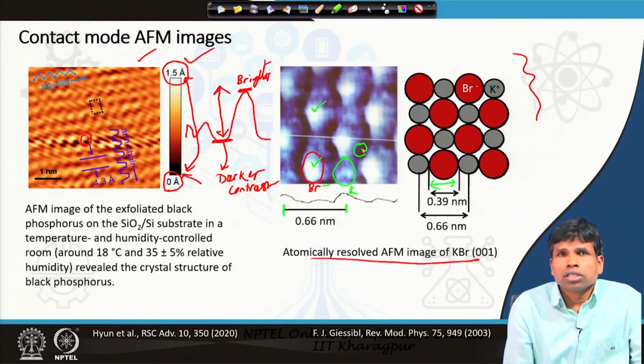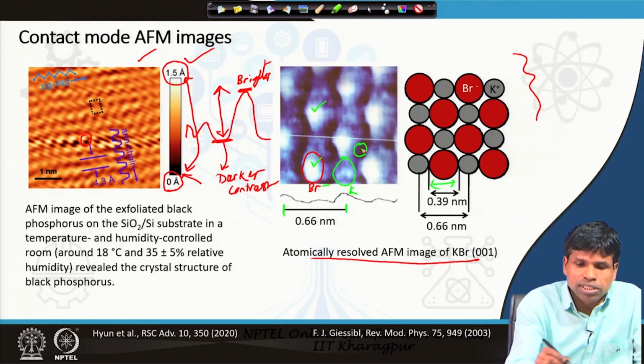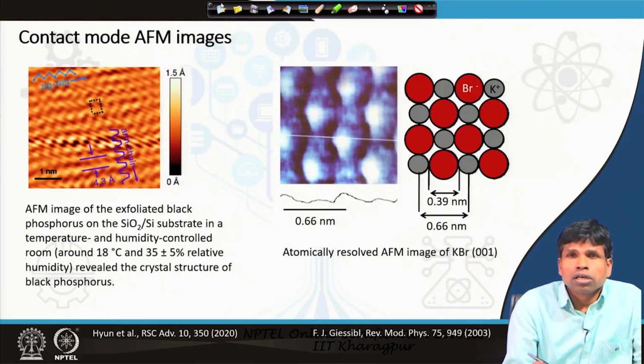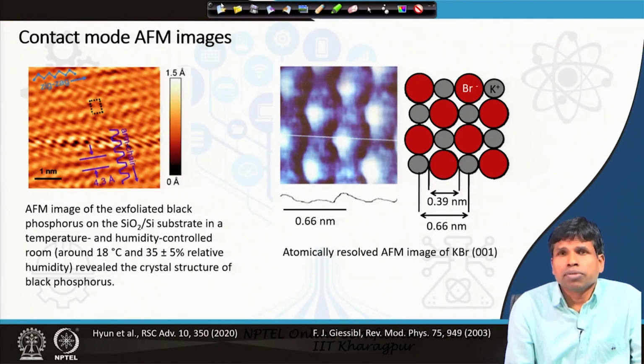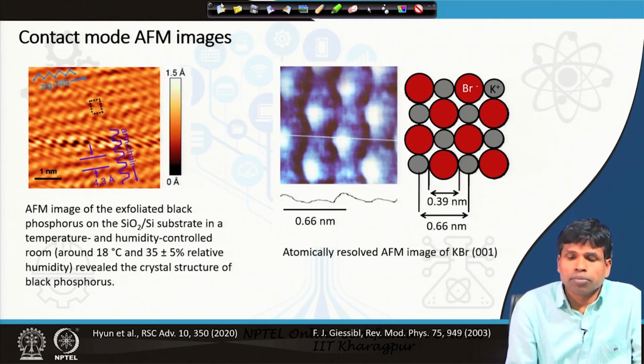So, this is what the contact mode image presents to us, giving us the lattice constants, distance between atoms, and distance between atomic planes. All of these can be measured in the contact mode of AFM operation.